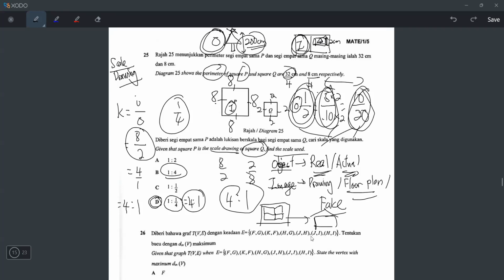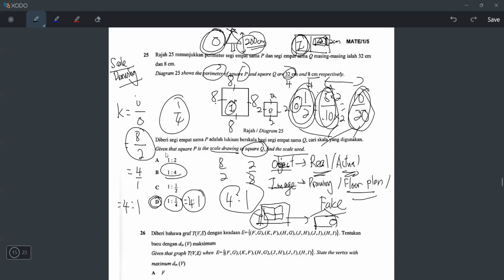So which one is the object? Which one is the image? This floor plan is the image, right? And this is the real house, the actual house. The real one, the actual, that's the object lah. This one is just a drawing. It's a fake one. It's like just an image.